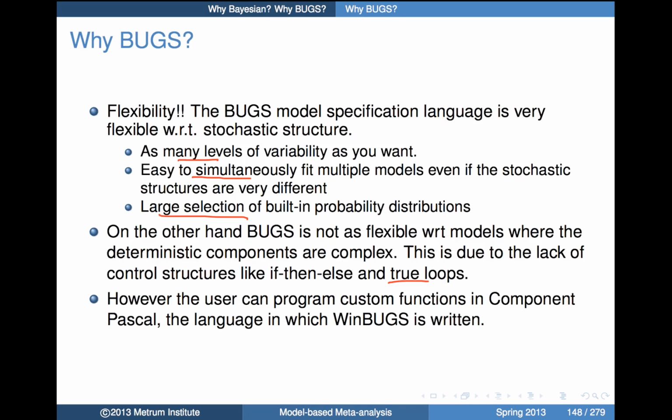Having said that, it turns out that you can write custom functions for WinBUGS when necessary, albeit it's a fairly clumsy operation, but that does give you access to some of that complexity when it's really needed. So the point is we're using BUGS mainly because of that flexibility in the stochastic structure, and that lets us easily incorporate 3 and more levels of variability and use distributions that are just not readily implemented in other tools.